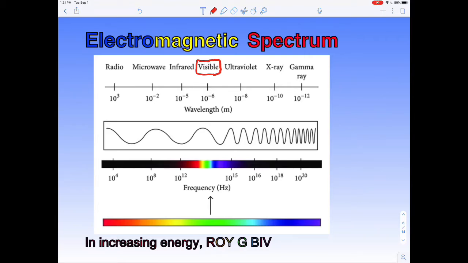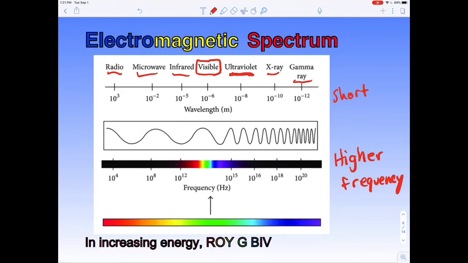You'll learn more about it, but it includes radio waves, microwaves, infrared, UV rays, that's why we wear sunblock, X-rays, and gamma rays. As you go to the right, this is going to be higher frequency, and higher frequency means shorter wavelengths.